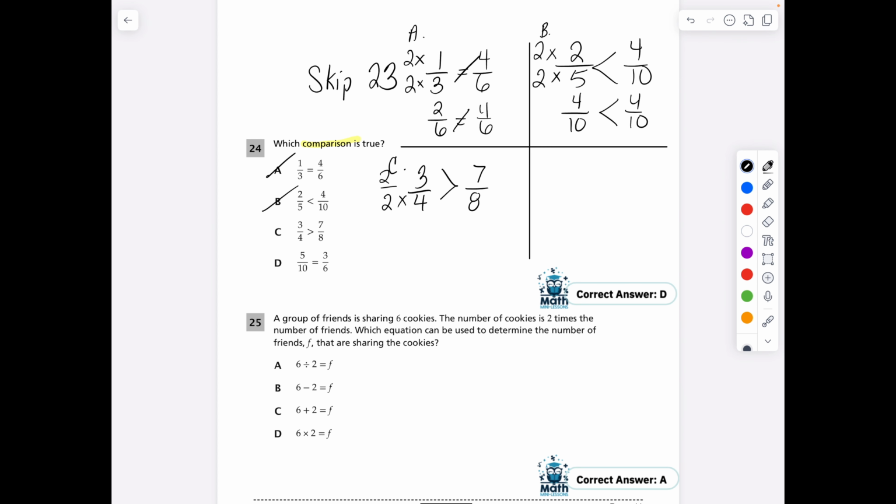Okay, 2 times 3 is 6. 2 times 4 is 8. Is 6/8 greater than 7/8? No, it is not. So I can eliminate that one. And we're going to go to D, which is our last hope. But we don't want to just pick it. We want to really make sure.